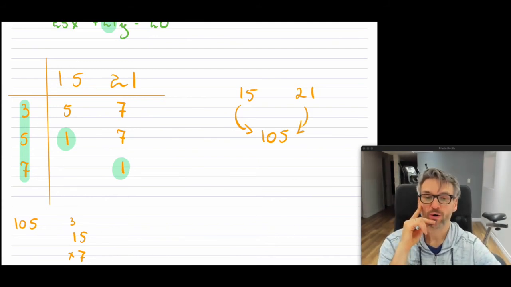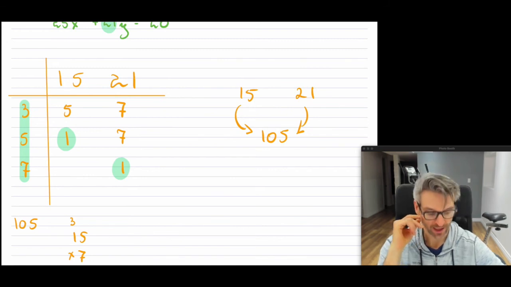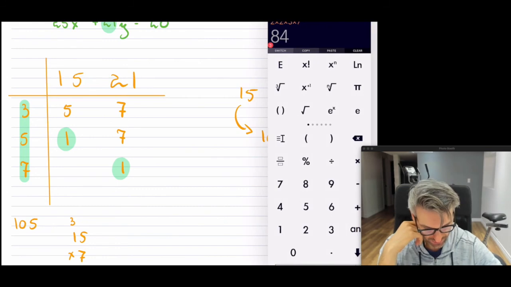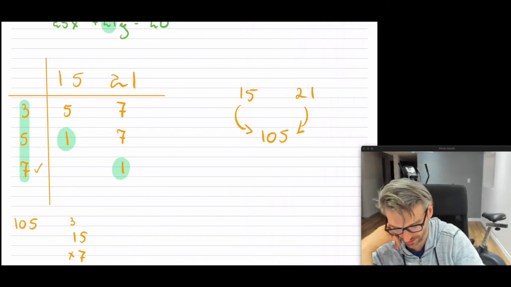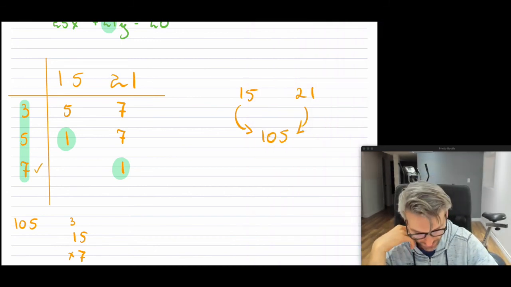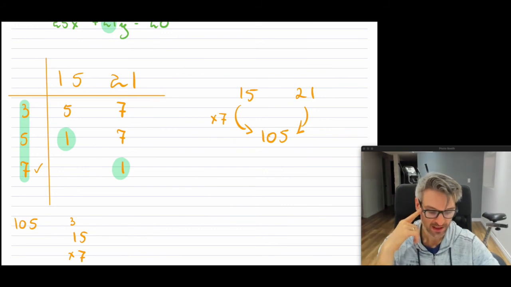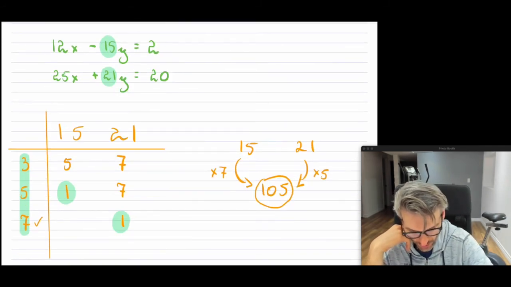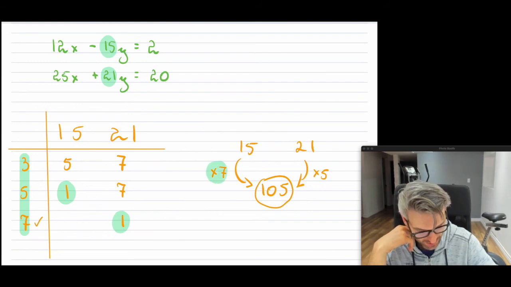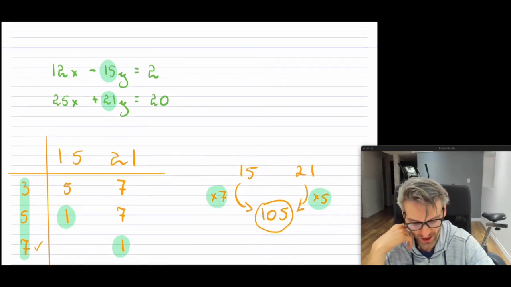So now, what does 15 have to be multiplied by to get 105? Well, that's division, right? So you have 105 divided by 15, which is just 7. And you will notice that's going to be one of the primes here. So I'm going to have to multiply this by 7. And the 21 would have to be multiplied by 5. So that's my lowest common multiple, and these are going to be my multipliers of the two lines.